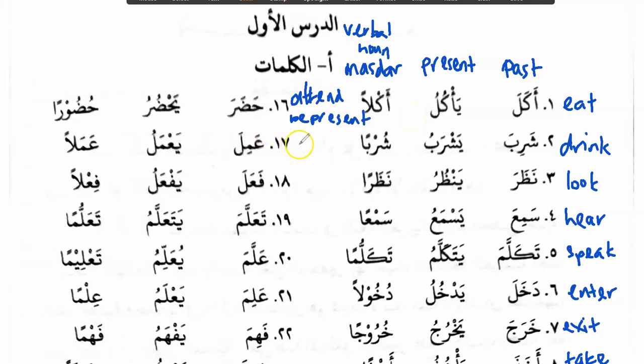Amila, to do. Okay. Fa'ala also means to do. Amila is like to do an amalan, an action. Fa'ala is to do something. Ta'allama, study. Allama, teach. Alima, know. Fahima, understand.